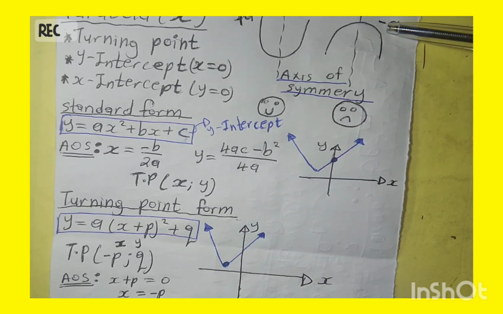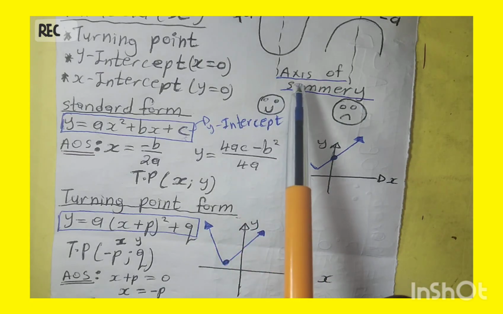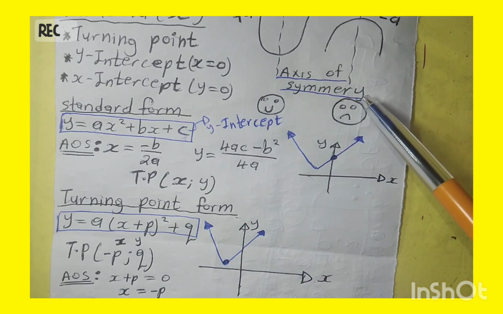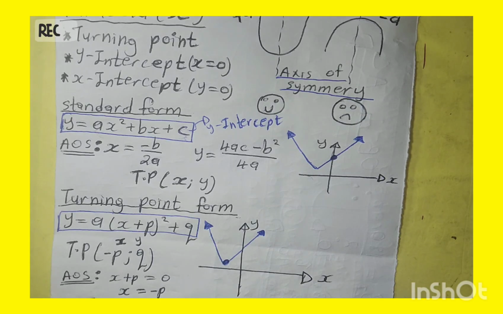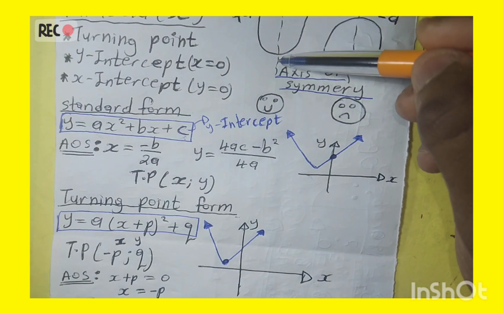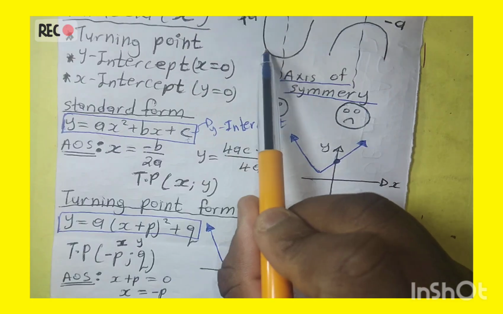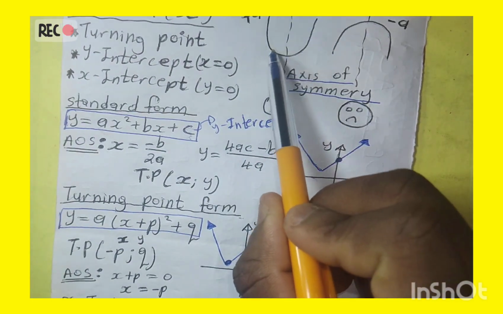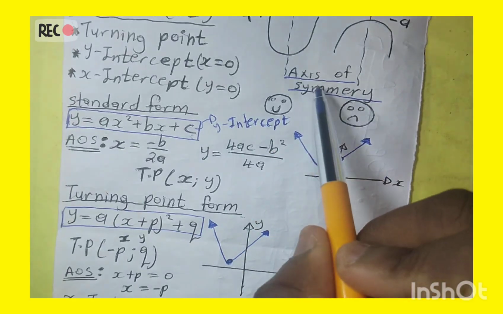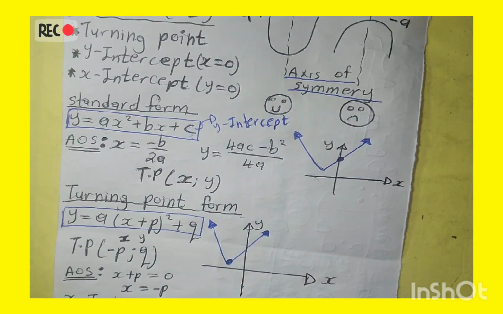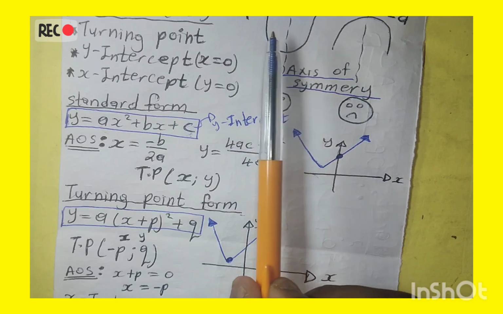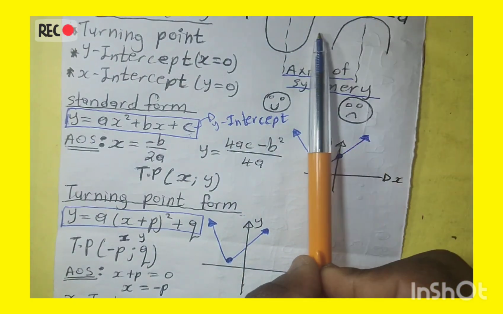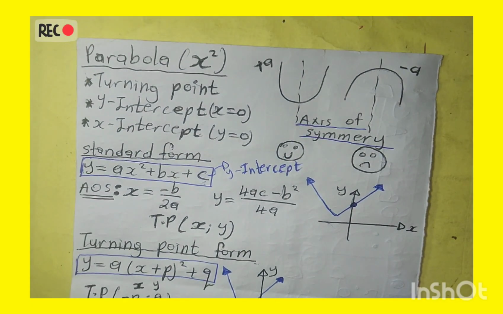Do you see? Now you should understand something, guys. We will also have what we call the axis of symmetry. The axis of symmetry, guys, is the dotted line that divides the parabola into two equal parts. It will divide it here so that it has two equal parts, and it can even divide it here so that it can have two equal parts. Do you see this?